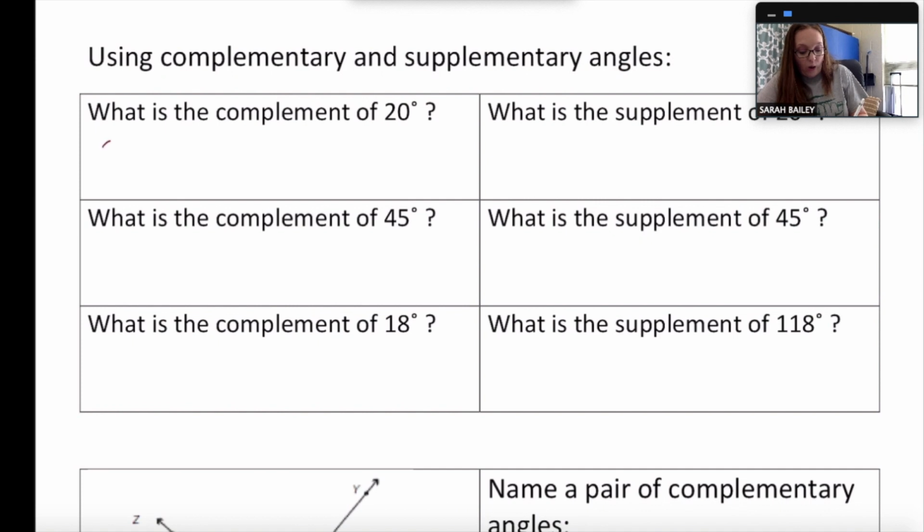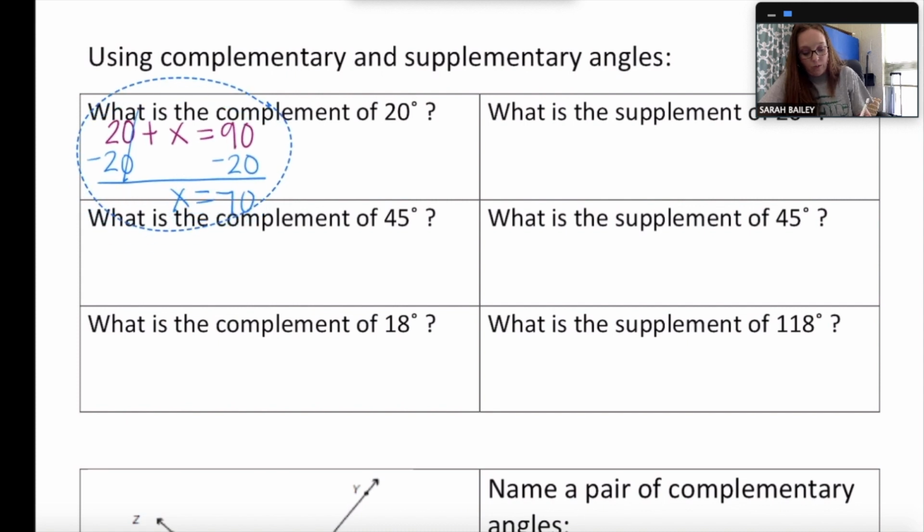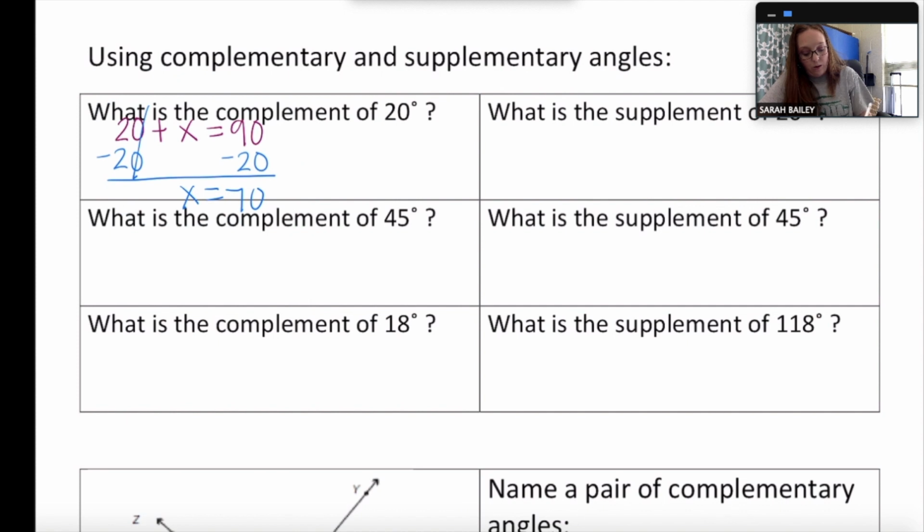So I have one angle that is 20 degrees plus another angle I don't know, we'll call x, and together they add up to 90. So you could set up an equation for this, 20 plus x equals 90. If I solve that equation, I'd have to subtract 20 on each side. So x would be 70 degrees. So the complement of a 20 degree angle is a 70 degree angle.